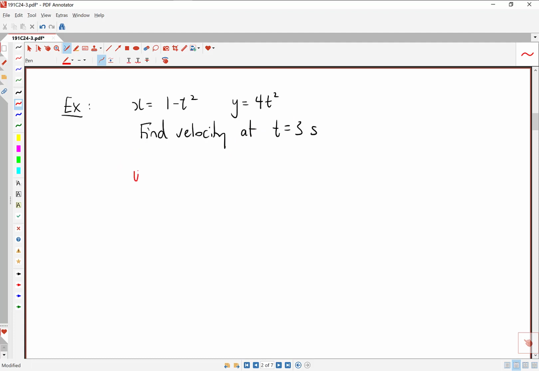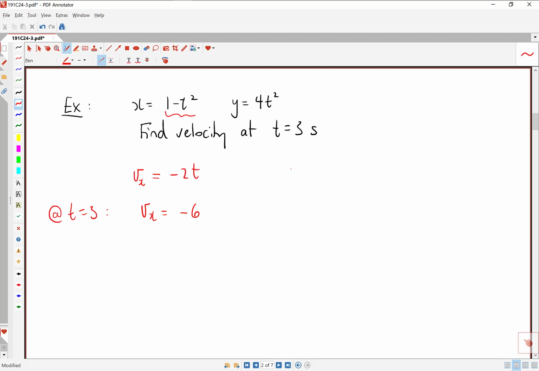So first thing we'll do is find our horizontal velocity. So v sub x, the way you do that is you take the derivative of x with respect to t. So I think I won't write that down, and we'll instead just write down what the actual derivative is. So take the derivative of this with respect to t, you get minus 2t. Now we're interested in what's happening at t equals 3 seconds. So let's sub in, and we can say specifically at that time, our horizontal velocity is -6 meters per second.